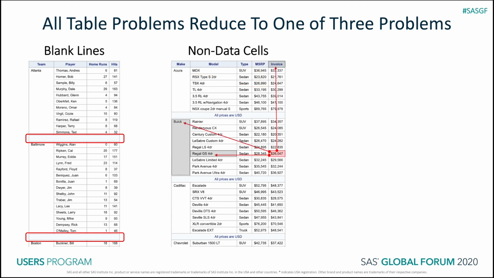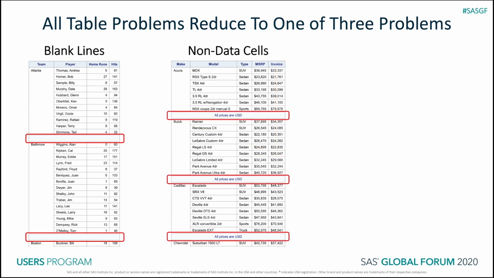Similarly, down here in this other cell, I can see that it's labeled by Buick and the Regal GS 4-door and invoice. So those types of cells are data cells, and they have headers associated with them, so I can figure out exactly what this piece of data is about.